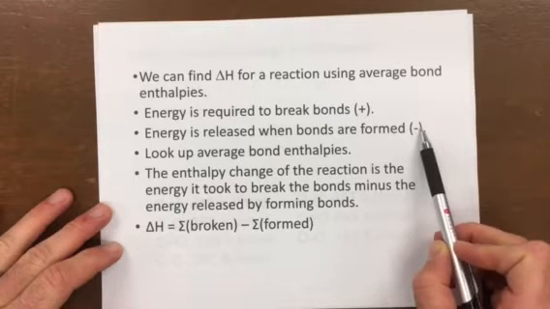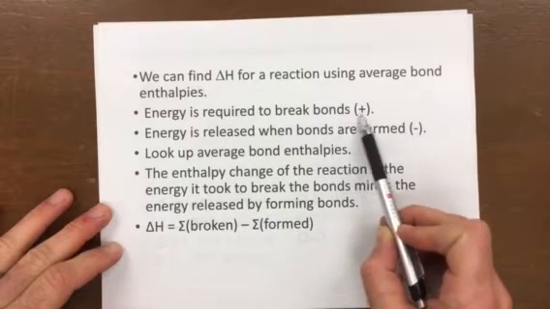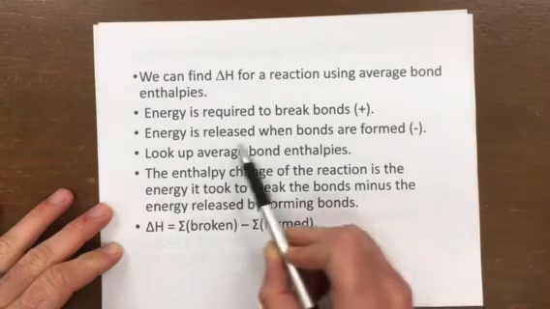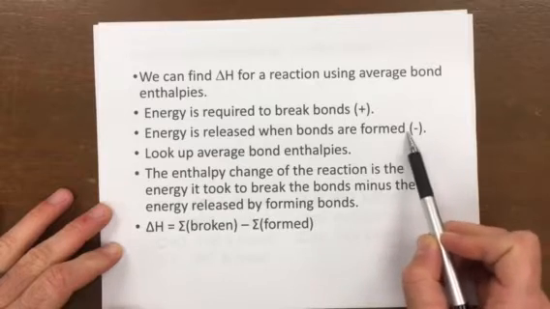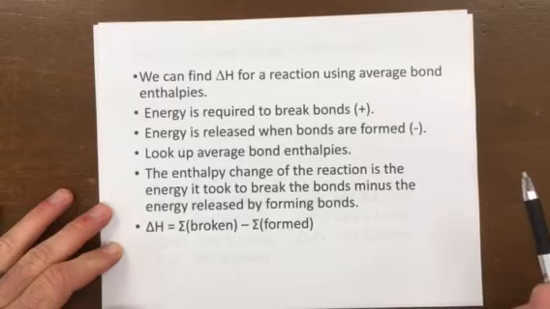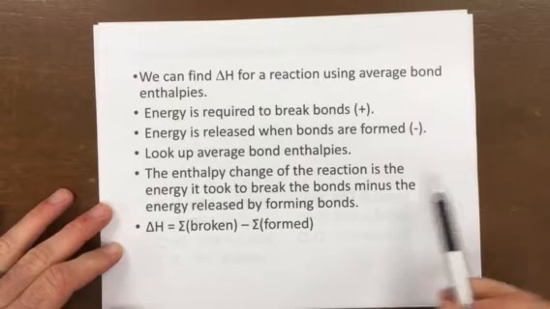We're basically using Hess's law. We're assuming that all the bonds are going to be broken. So we're seeing how much energy it takes to break all those bonds. And then we're forming all new bonds. So how much energy are we going to release back? And the difference between those will be the overall enthalpy change for the reaction.